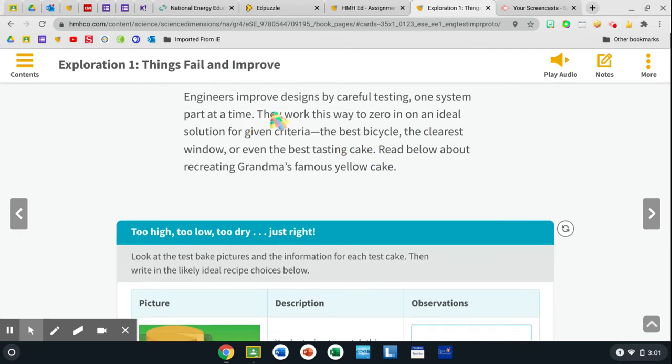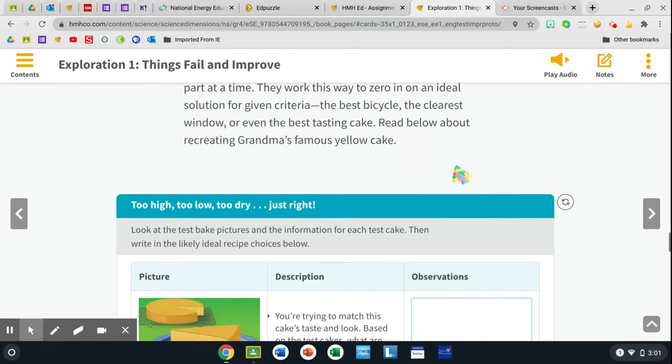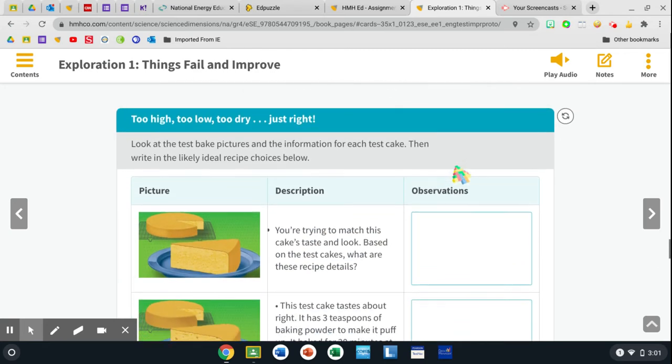So come on down. Engineers improve designs by careful testing, one system part at a time. They don't change everything. They're not going to test everything at one time. They work this way to zero in on an ideal solution for a given criteria: the best bicycle, the clearest window, or even the best tasting cake. Read below about recreating Grandma's famous yellow cake.